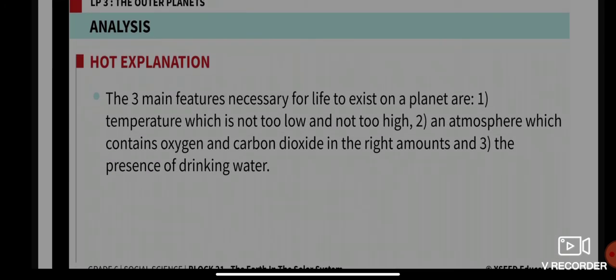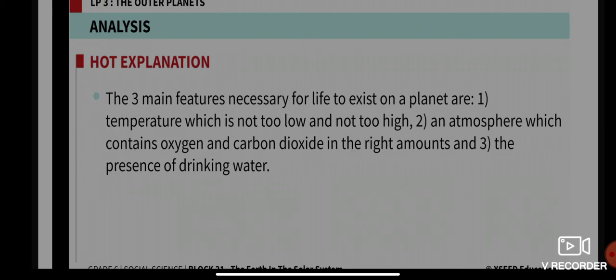There are many things, but the three main features necessary for life to exist on a planet are: number one, temperature, which is not too low and not too high. Suppose the temperature is below 0 degrees, people may die out of coldness. And if it's above 50 or 60, then we might also die because of the heat.